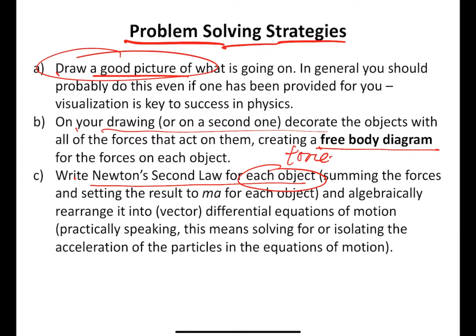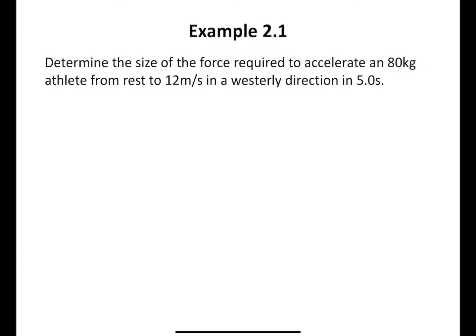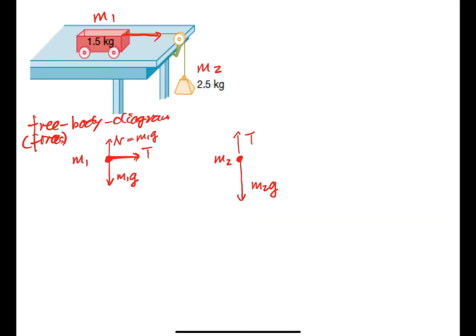Draw a good diagram. Yes, we've done it. Free body diagram. Yes, we've done it. Write Newton's second law for each object. So how many objects do you have? Two. So how many Newton's second laws do you have to write? 2. Can you see it? Now let's look at M1. To be honest, for M1, you need to write 2 second laws. One is up and down, one is horizontal. But because we know up and down, they cancel out, so we don't need to worry about up and down. We only write Newton's law along the horizontal.